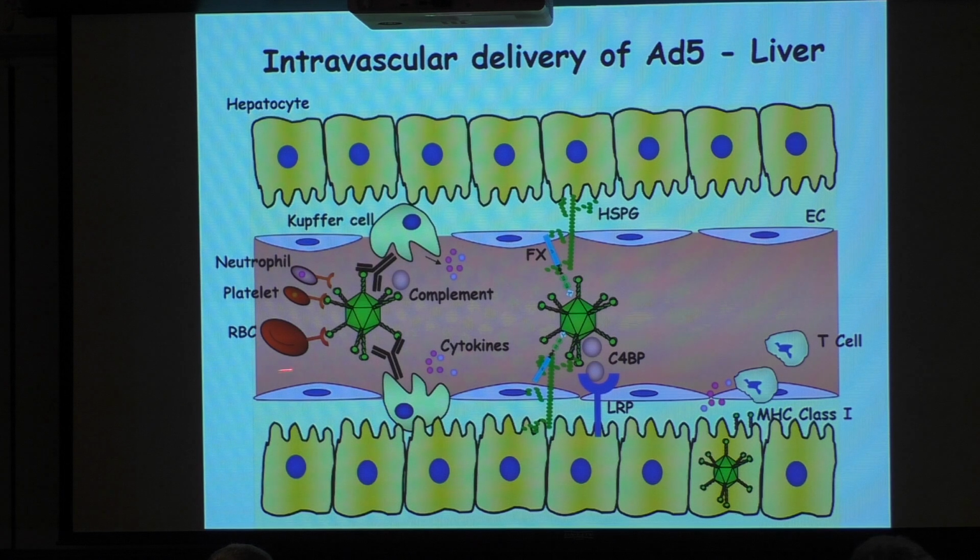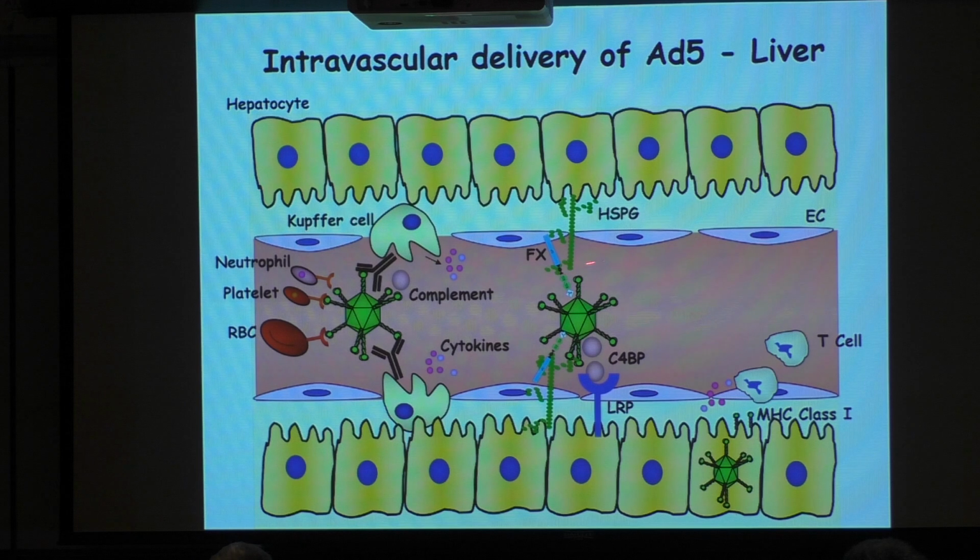There are interactions with red blood cells. This is mediated through CAR on red blood cells and the knob domain of the virus. There's interaction with platelets. There's tons of literature on this. Activation of the complement system. Most of the virus is taken up and scavenged by Kupffer cells. This doesn't lead to gene transfer. It leads to clearance and death of the Kupffer cells and clearance of the virus very quickly.